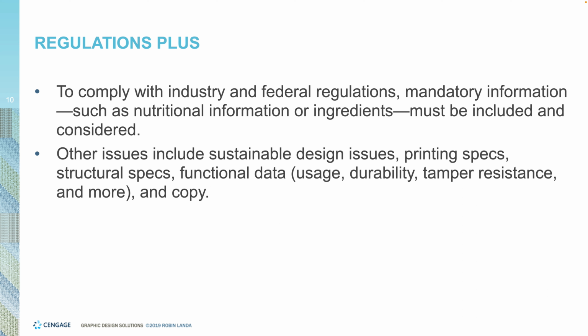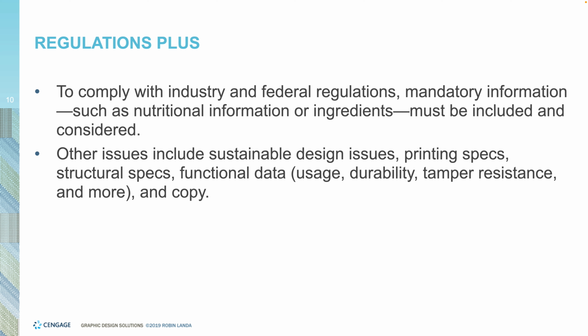We start talking about all the information that has to actually be on there. So we start looking at it from regulation standpoints, industry and federal regulations. What are those regulations? What is the mandatory information that has to be on there? What does the plus part mean? It says regulations plus. Regulations plus, it's just everything that you have to think of. So regulations plus the other things: design issues, printing specs, structural specs, functional data. The second line that you see here on the slide, we'll get to in a moment.